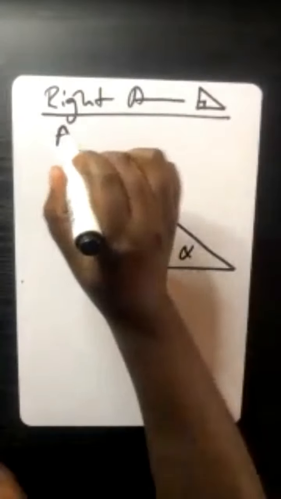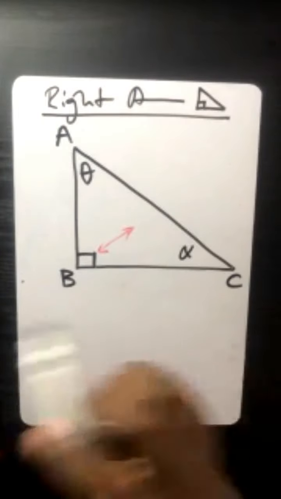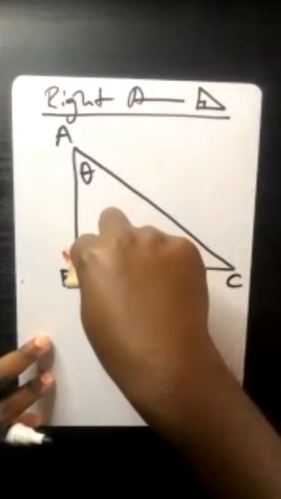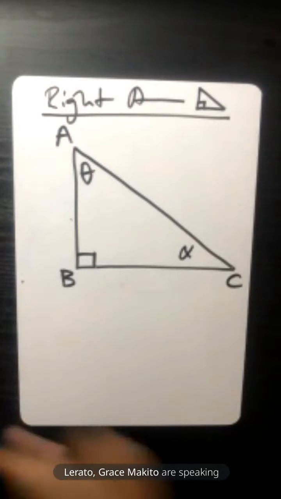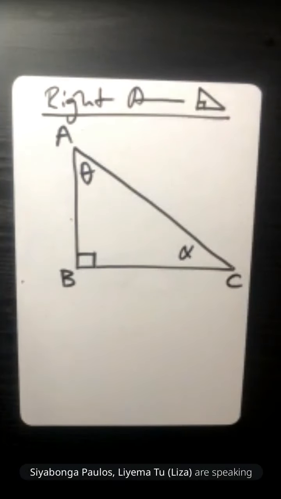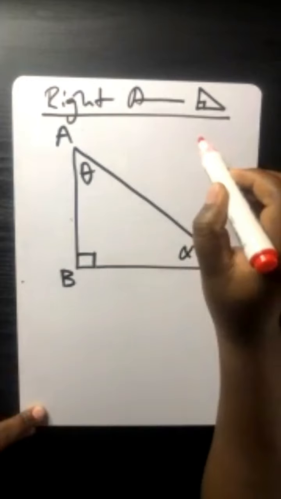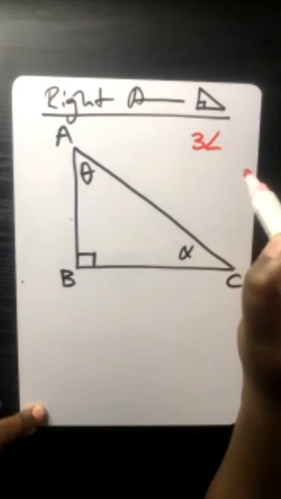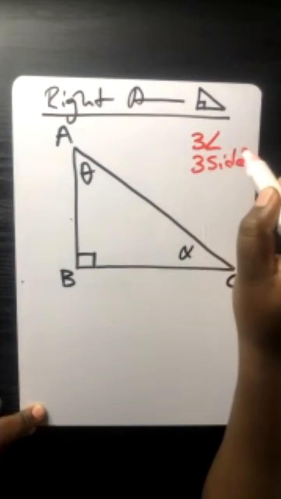So let's say this is A, this is B, this is C. How many angles do we have in there, guys? Three angles. Okay, so guys, in a triangle we have 3 angles. In a triangle, guys, we have 3 sides. Never forget this: 3 angles, 3 sides.